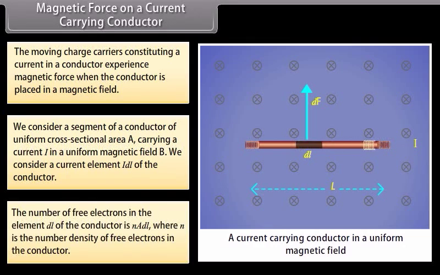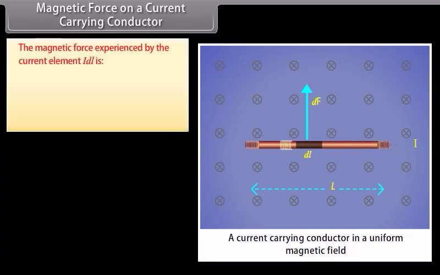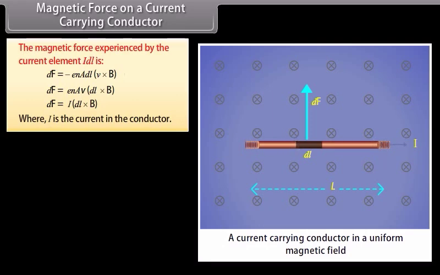The number of free electrons in the element dl of the conductor is nA dl, where n is the number density of free electrons in the conductor. The magnetic force experienced by the current element I dl is given by minus e n A dl into cross product of v and B, which is equal to I into cross product of dl and B, where I is the current in the conductor.